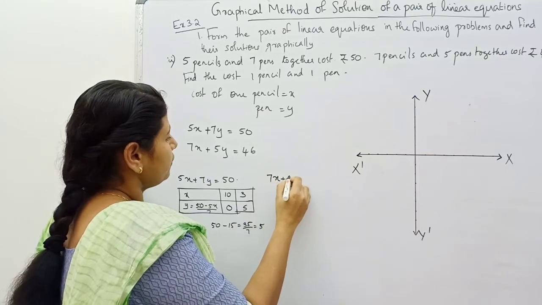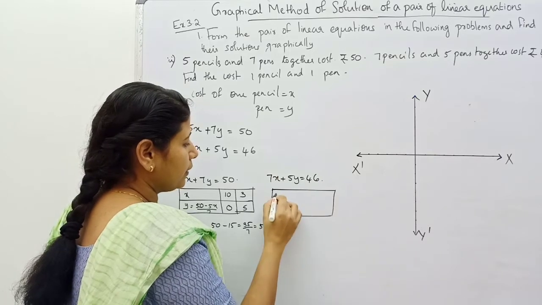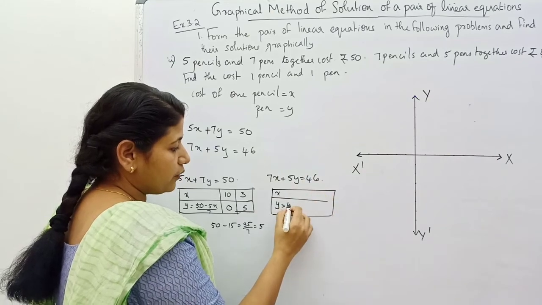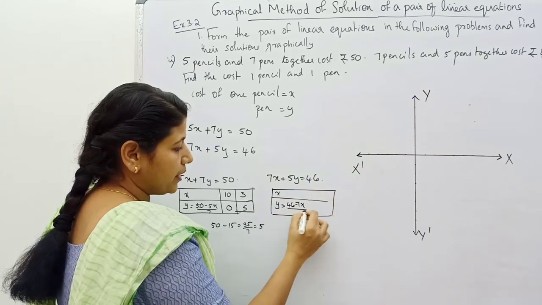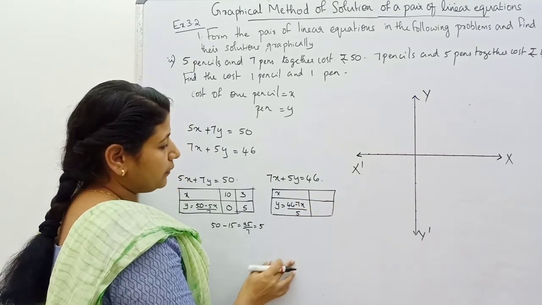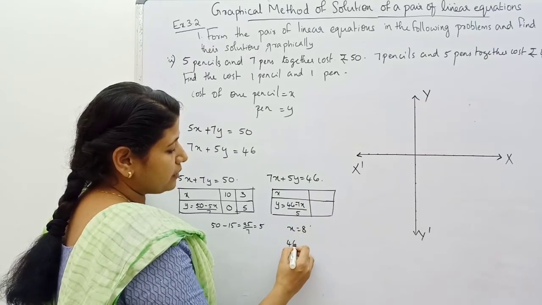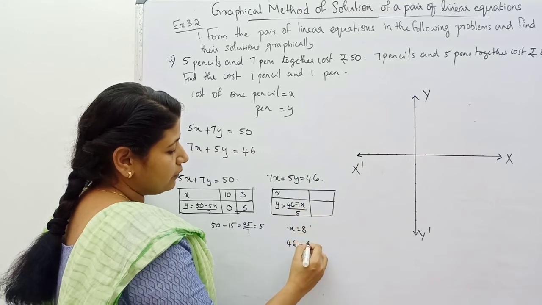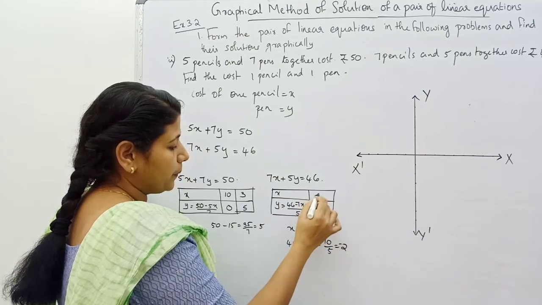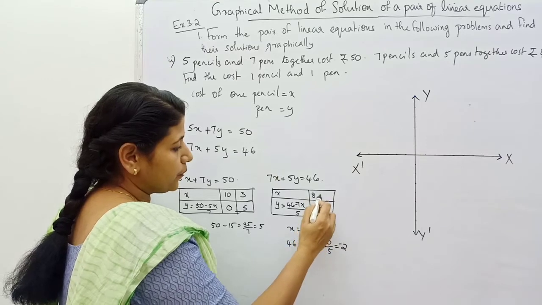7x plus 5y equal to 46. So you can make the tabular column x, y equal to 46 minus 7x by 5. If I am substituting this x as 8, then you will get 46 minus 8 into 7 is 56. Then you will get negative 10 by 5, negative 2. So here I am substituting x as 8 and you will get y as negative 2.